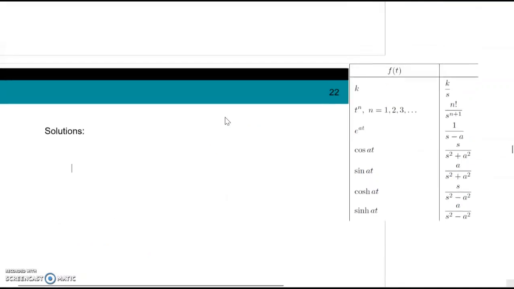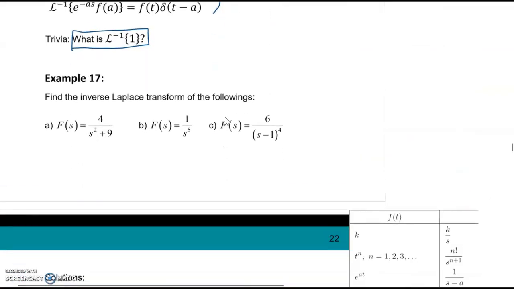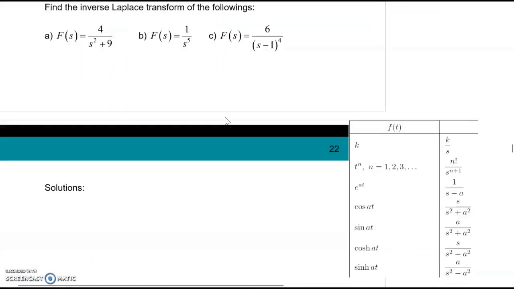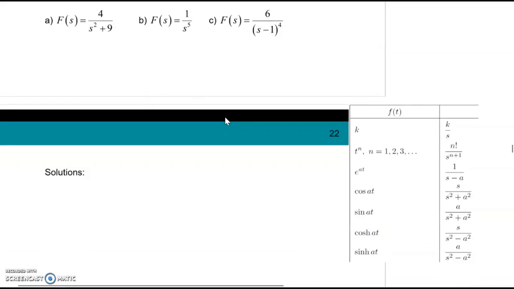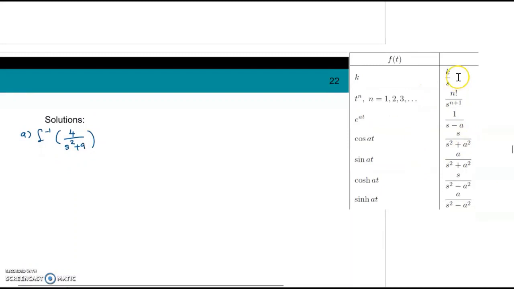Now we are going to look at example 17. We have three simple problems here for the inverse. Let's see the first one. You want to find the inverse of 4 over s square plus 9. First of all, we need to refer to the table so that we can see which one we should map. Look at the right hand side of the table. We have 4 over s square plus 9.